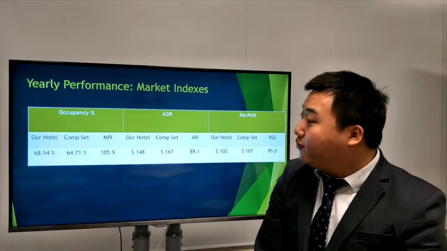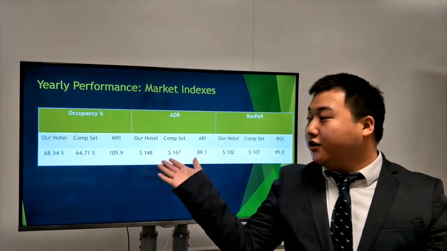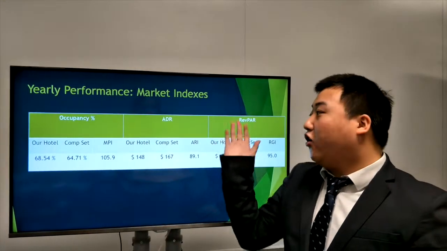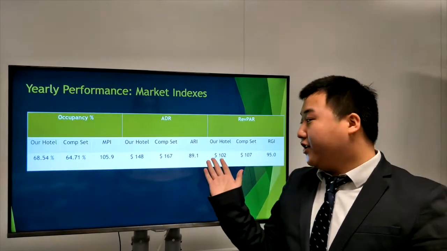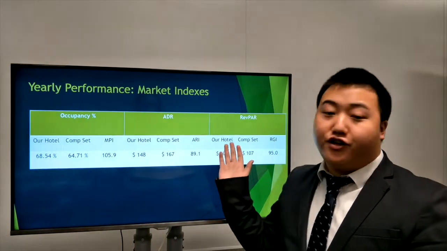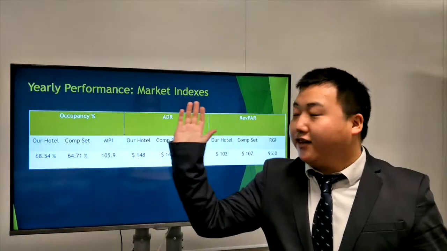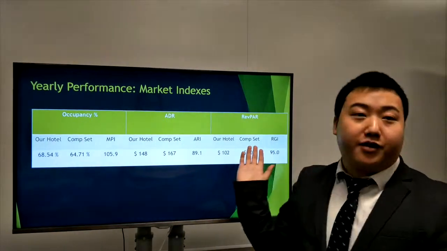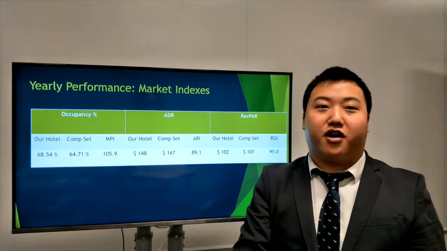For the yearly performance, our NPI was about 6% higher than the average in the market, but our ADR was about 11% less than the average in the market. So, as reflected by the occupancy and ADR, our RGI was 5% lower than the average in the market.